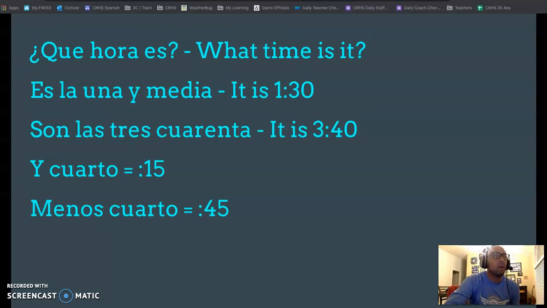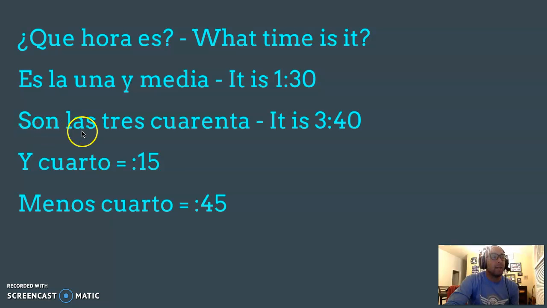If it's anything other than 1 o'clock, we're going to say son las, and in this case it's 3:40. So we're going to say son las tres y cuarenta. Sorry, just making sure my mic was on. We have a couple like and quarter, right? So y cuarto is 15 after. So we have y media is half after, or 30. Y cuarto is 15 after. And the proper way of telling time would be menos cuarto, to say 45, but we're not going to worry about that right now.